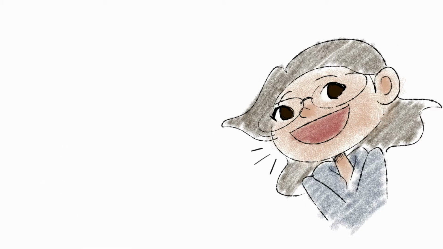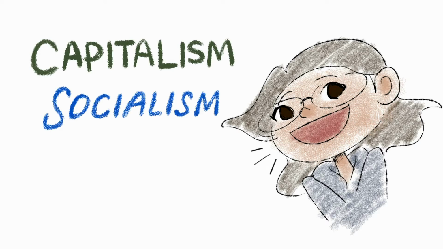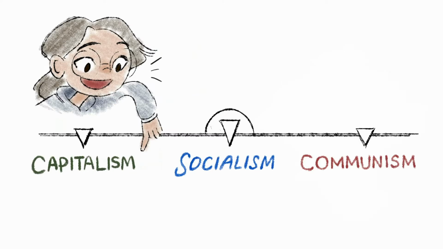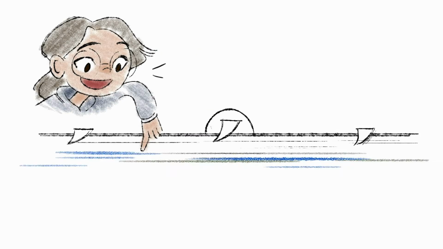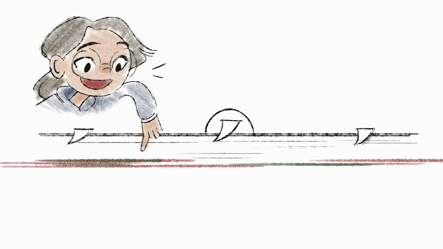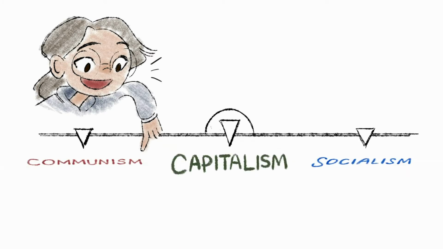We are covering the three most popular economic theories, which are capitalism, socialism, and communism today. We are going to talk about them in chronological order from when these theories first started to emerge. So first up, we have capitalism.